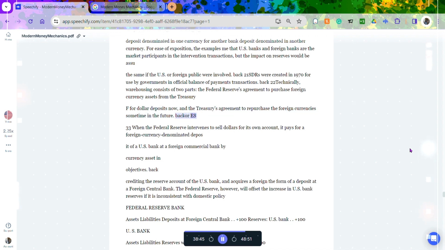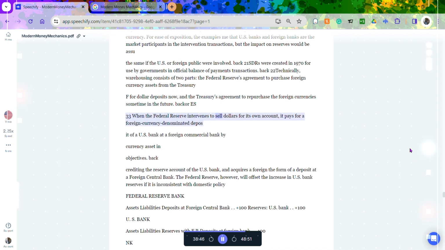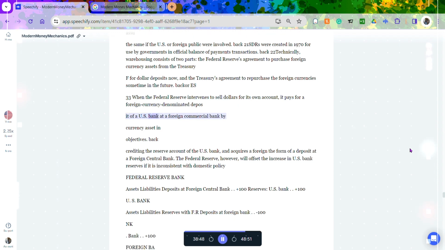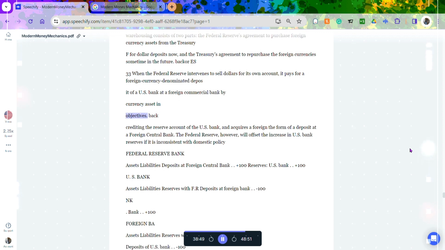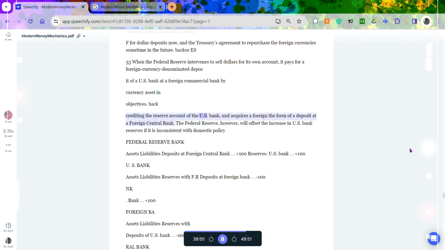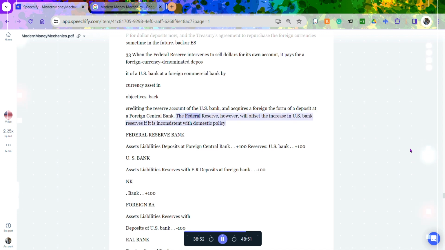23. When the Federal Reserve intervenes to sell dollars for its own account, it pays for a foreign currency denominated deposit of a U.S. bank at a foreign commercial bank by crediting the reserve account of the U.S. bank, and acquires a foreign currency asset in the form of a deposit at a foreign central bank. The Federal Reserve, however, will offset the increase in U.S. bank reserves if it is inconsistent with domestic policy.